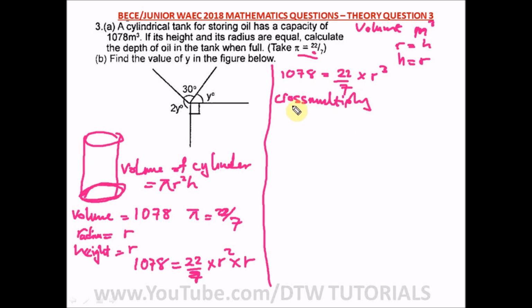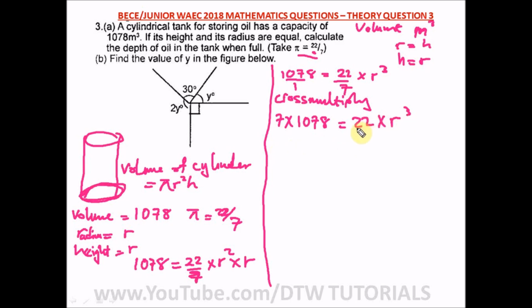So what do we have here? Taking 7 up, that's cross multiplying. Here there's a 1, so 1 multiplying anything will still be the same. So taking 7 up here, we have 7 times 1078 equal to 22 times R cubed.